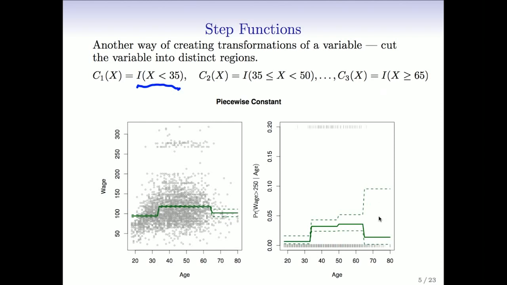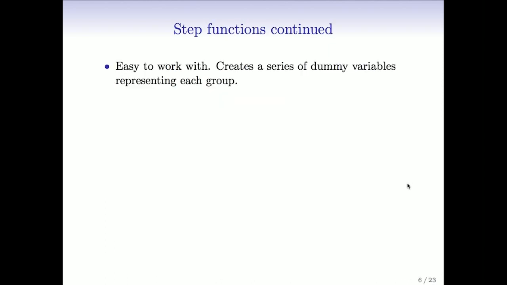Here we've done the same thing as we did before for the logistic regression, but with a piecewise constant function. Everything else is the same, but the fitted function is kind of blocky and may be considered not as attractive. Step functions are easy to work with. As I said, you make a bunch of dummy variables and just fit the linear model.